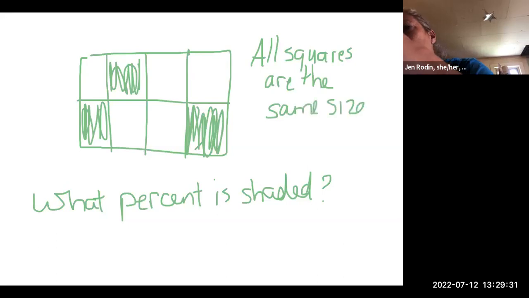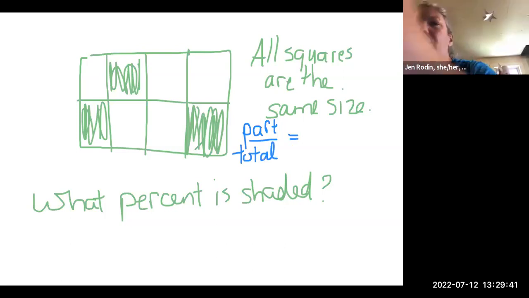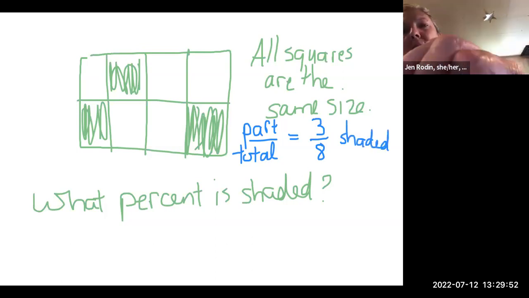Then we can use our old fraction knowledge by just putting the number for the part, how many are shaded, over the total. That old classic fraction concept. So 3/8 is shaded, 3/8 of the figure. And then we have to write it as a percent.